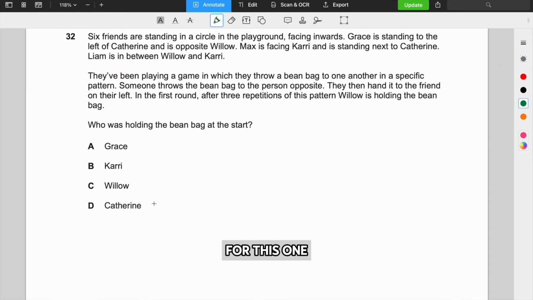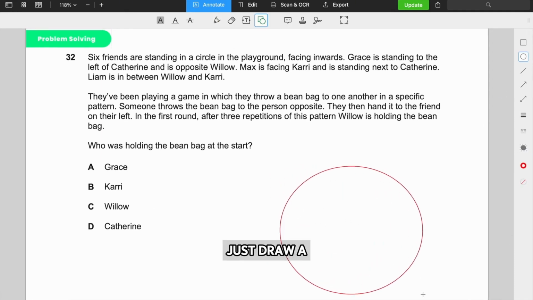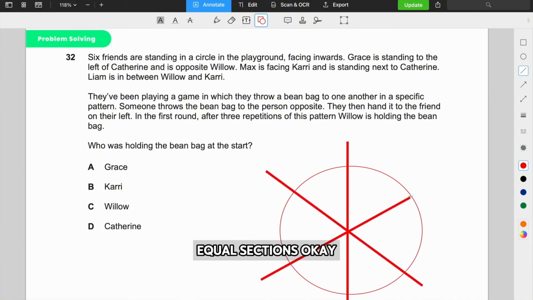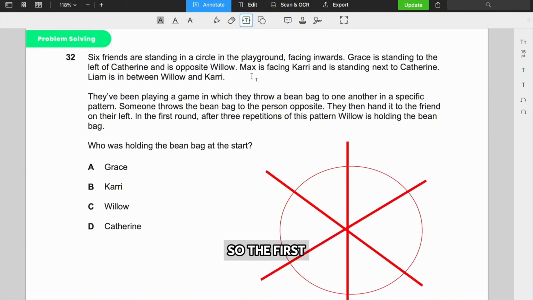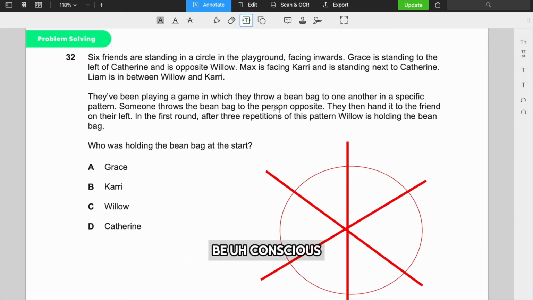Question 32. So for this one, draw a diagram. Okay, it's almost like a spatial reasoning question. So I always say when you have 6 people in a circle, just draw a circle and then draw 3 lines like this to divide it into 6 equal sections. Okay, so the first person you put down in the circle doesn't really matter, but everyone else you have to be conscious of their position.